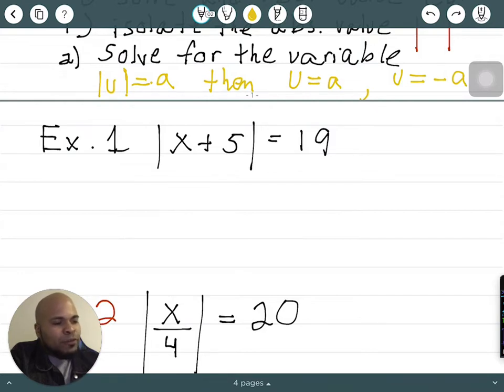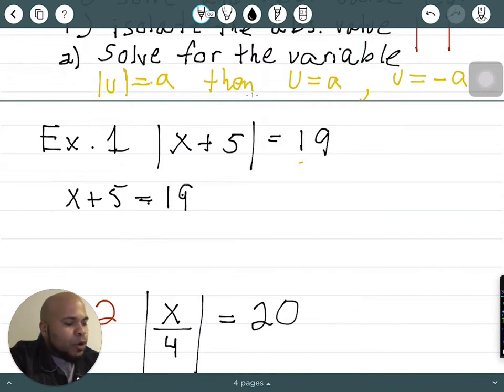The absolute value of u, let's say that u is an expression, any expression, like x plus 5 in example 1, equals a. So a is 19 in example 1. If that's true, then I could set that expression equal to a, and that expression equal to its opposite. So I could say that x plus 5 equals 19, okay? Or I could also say that x plus 5 equals the opposite, negative 19. And this is the process that I call drop the bars.